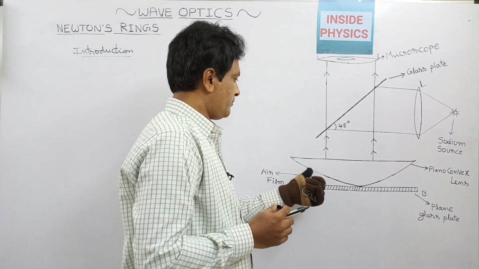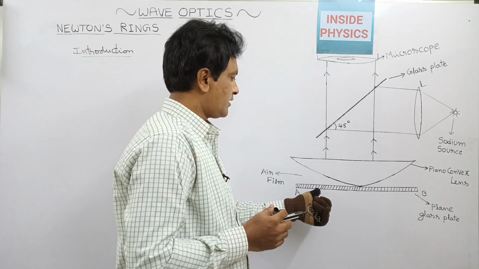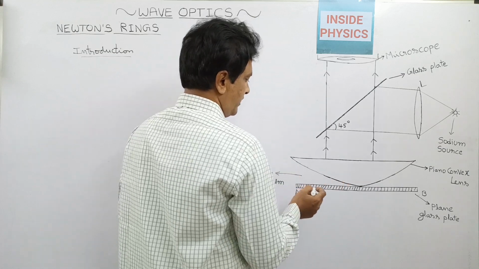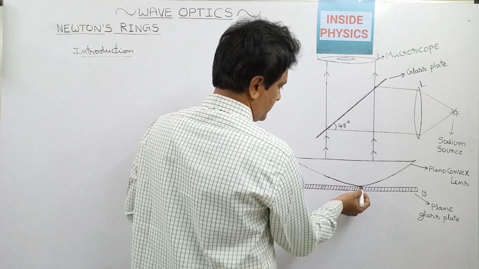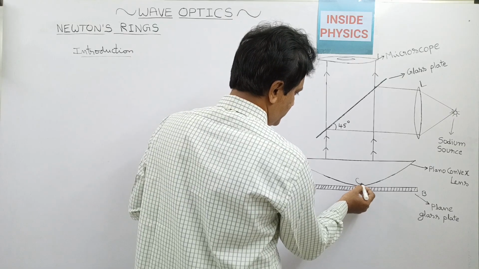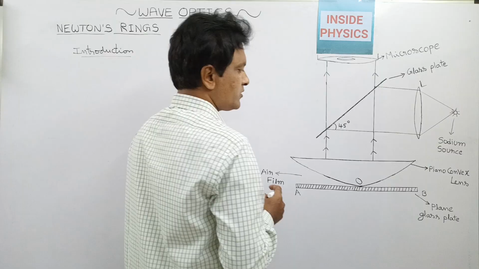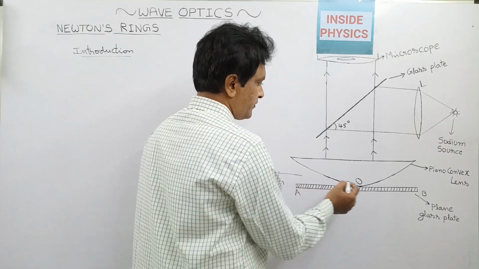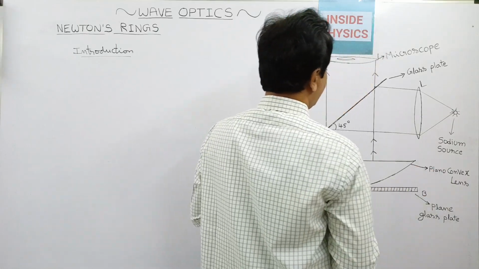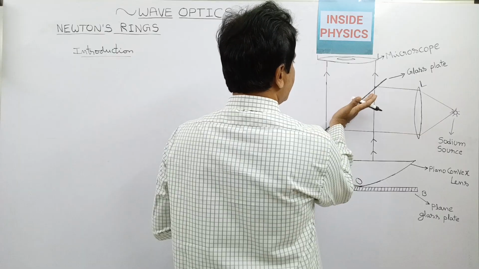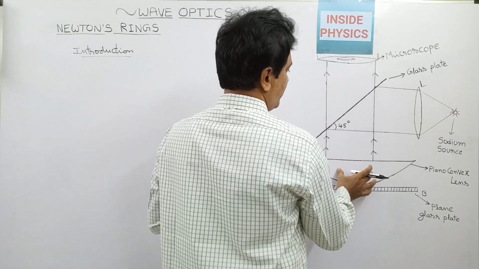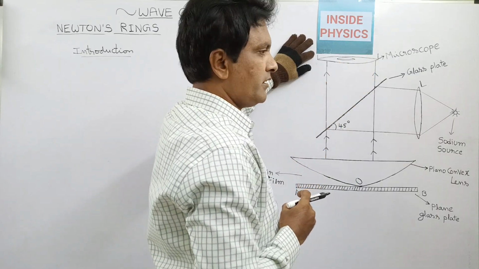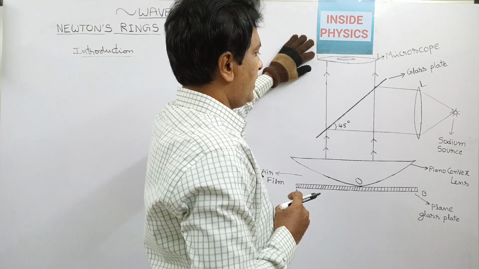This is an air film between the plano-convex lens and the glass plate. The air film is of variable thickness. The thickness at the central spot, if you consider this as O, is almost negligible, almost zero. It increases as we go to the left or right. There is a microscope here where we can observe the interference pattern after reflection from this air film.